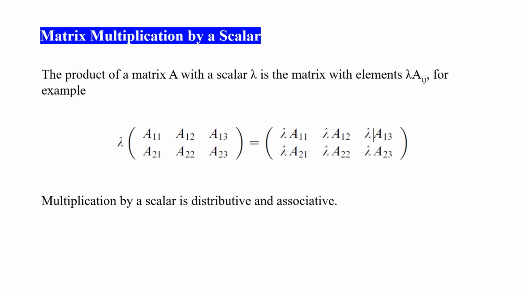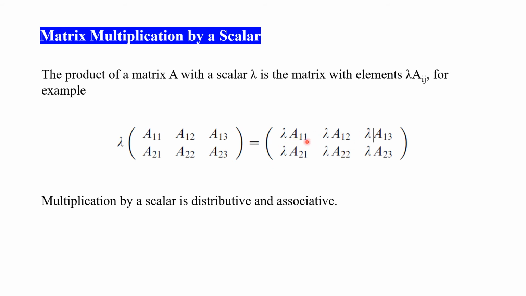Next, we have matrix multiplication by a scalar. The product of a matrix A with a scalar lambda is the matrix with the elements lambda Aij. For example, you have your lambda times your 2 by 3 matrix A, which has these elements. What you do is just distribute your lambda to each of the elements of your matrix A. That is, your lambda times A is equal to this array here, with each of the elements multiplied by lambda.